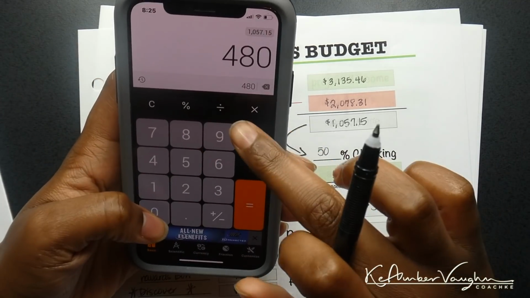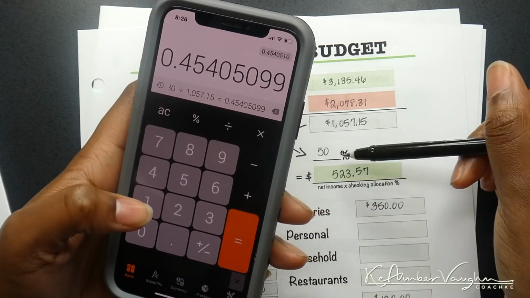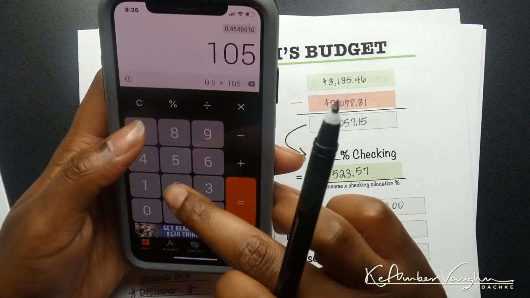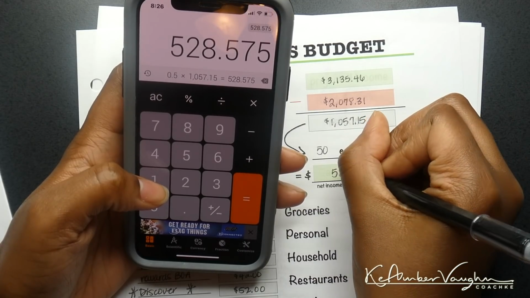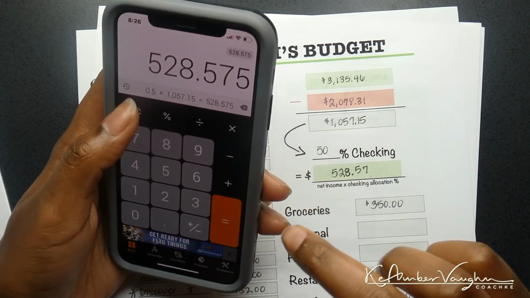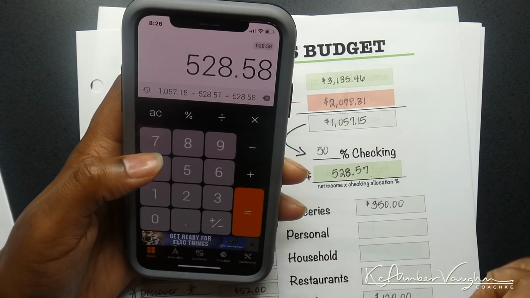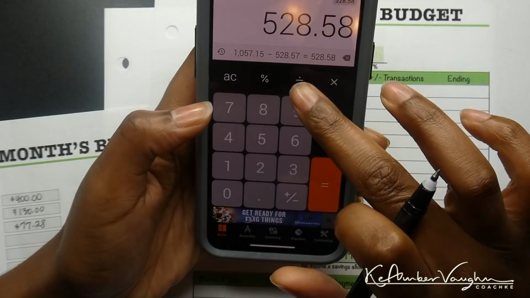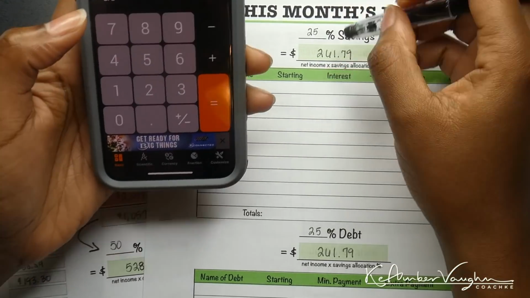So if we take the 480 divided by 1057.15, we still need to do 50%. So 0.5 times the 1057.15 is 528.57. So that's going to change this number just a tad.